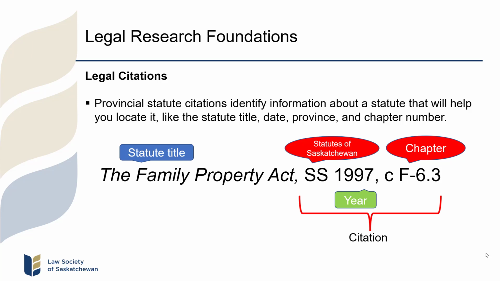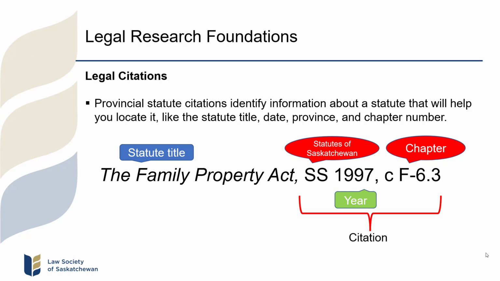A statute citation identifies information about a statute that will help you locate it, like the statute title, date, province, and chapter number. Here's an example. The Family Property Act, SS 1997, Chapter F-6.3. SS is an abbreviation for the Statutes of Saskatchewan. This is a Saskatchewan statute passed by the Legislative Assembly of Saskatchewan. The Family Property Act is the title of this statute.